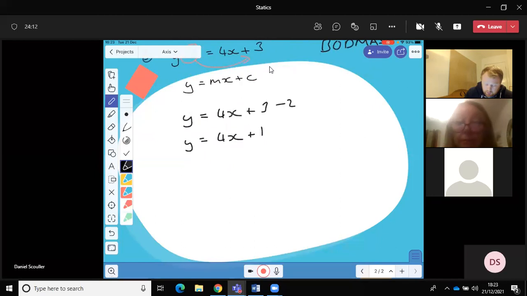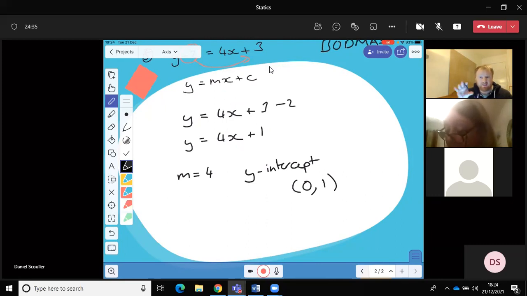That would give you a gradient of 4, so a positive gradient. They might ask something along those lines, is the gradient positive. And we'll give the y-intercept: x is equal to 0, y is equal to 1. So we'll leave it in that form. That just comes from there, the y-intercept when x equals 0.